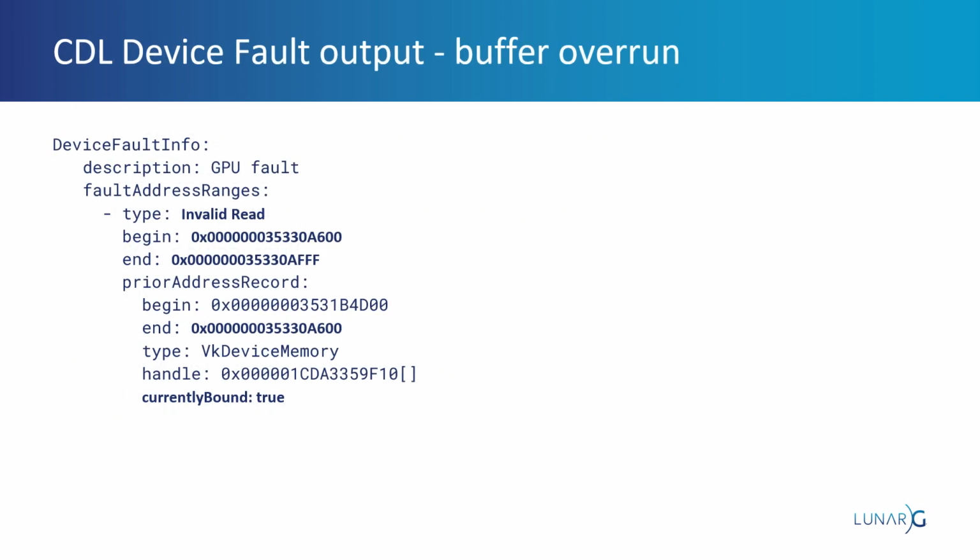So I've got some examples of different kinds of faults. Buffer overrun, if you read past the end of a buffer in this case. So we have an invalid read. We have a range of addresses that could be associated with the fault. The hardware doesn't always tell you exactly what address you read, so it's a range. And in this case, the begin of the fault range is the end of a device memory record that's currently bound. So that's most likely you read off the end of a buffer.